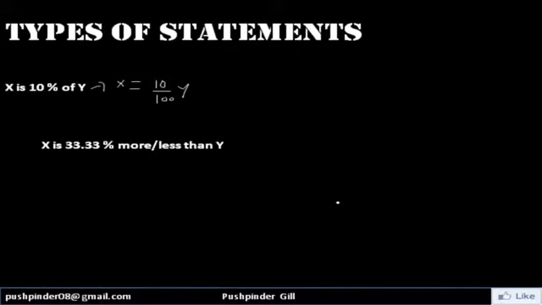Similarly, someone asks you X is 33.33% more than Y. Then you say X is equal to, now since it's percent more, so it will be 1 plus, what is 33.33%? That is 1 by 3. So X is 1 plus 1 by 3 of Y. If someone asks you that X is 33.33% less than Y, then you can easily say X is equal to 1 minus 1 by 3 of Y, right? I hope you all understood what I did over here.